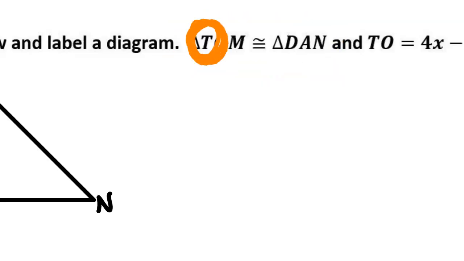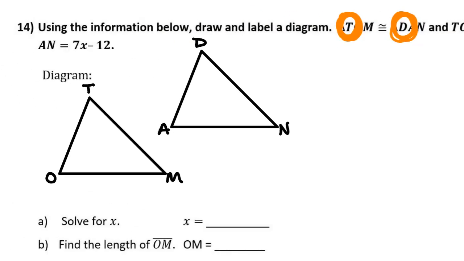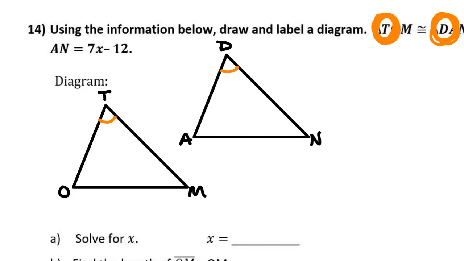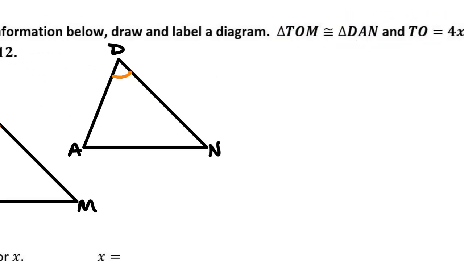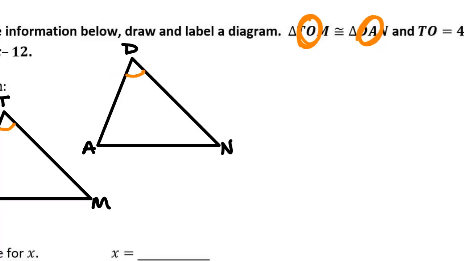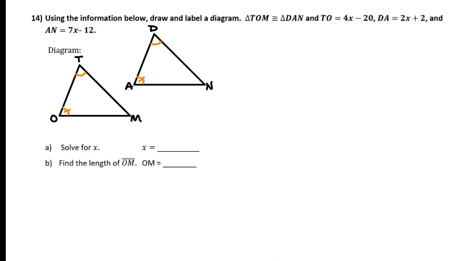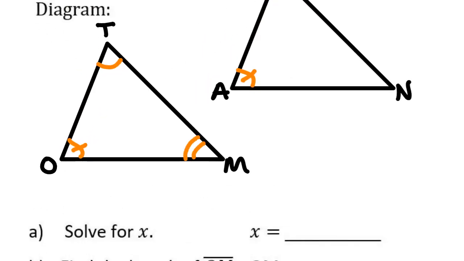First letter here is T. That corresponds to the first letter over here, D. So I know that angles T and D are congruent. What would be another pair of corresponding congruent angles? O and A, middle letter, middle letter. So O and A. And what's my last pair of corresponding congruent angles? M and N.